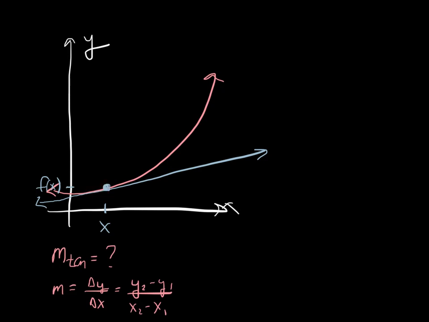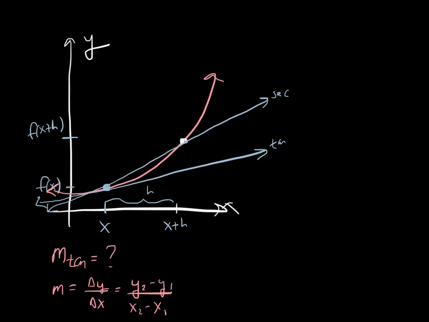So what we do is we just find a second point. So let's pick a point over here. And let's say that this distance from x to this point is h. That would make this x plus h, and then the corresponding y value, f of x plus h. Now if we draw a secant line through those 2 points, so this is our secant line, this is our tangent line, we would be able to find the slope of that secant line.